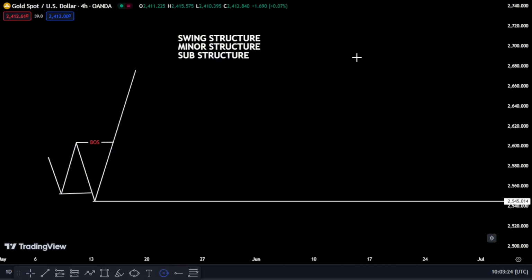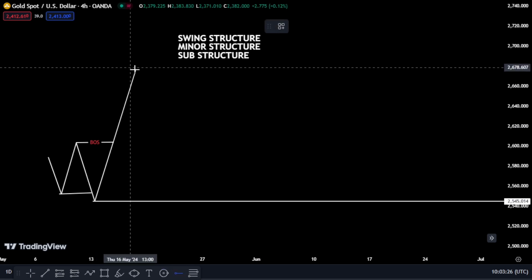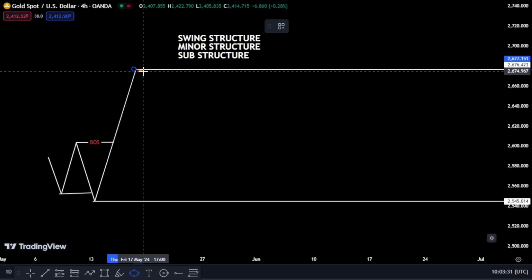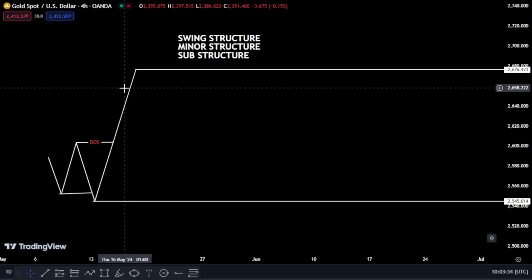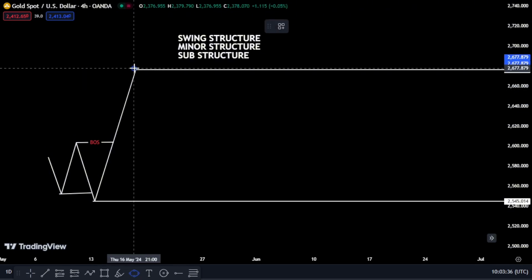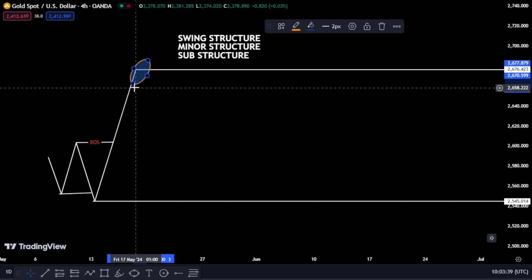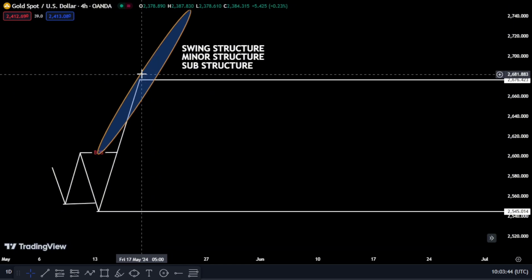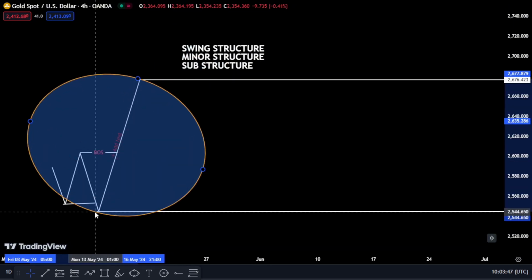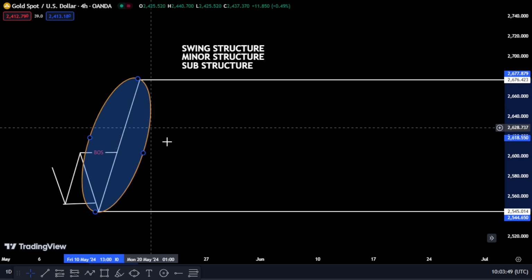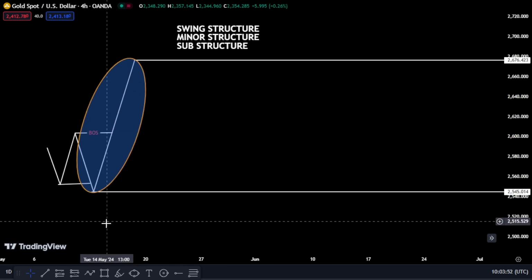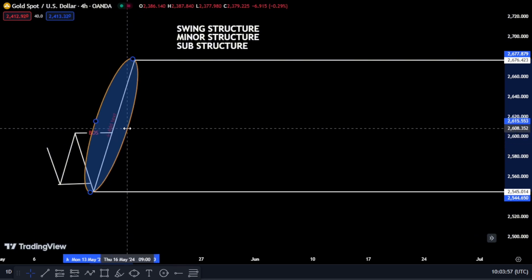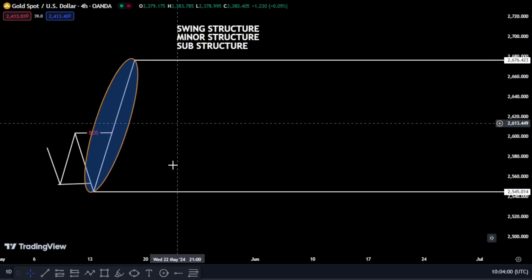Therefore that new high becomes your protected high, and the whole of the structure becomes our swing structure. I don't want to waste time explaining and making the video too long. The whole of this structure becomes our swing structure. Take note of that. The whole of that movement to that high is our swing structure.